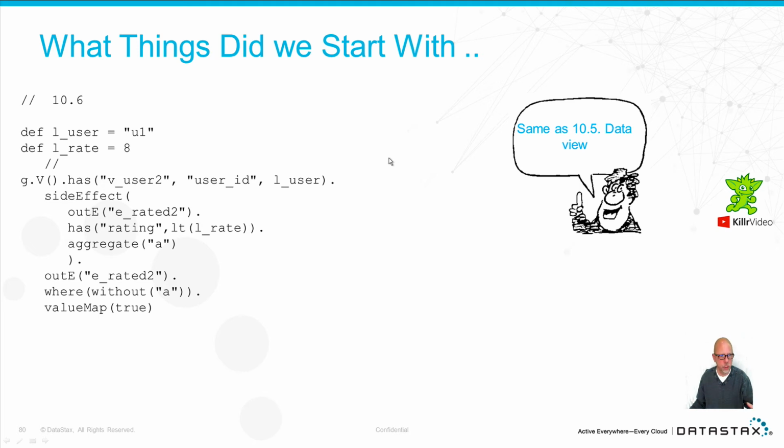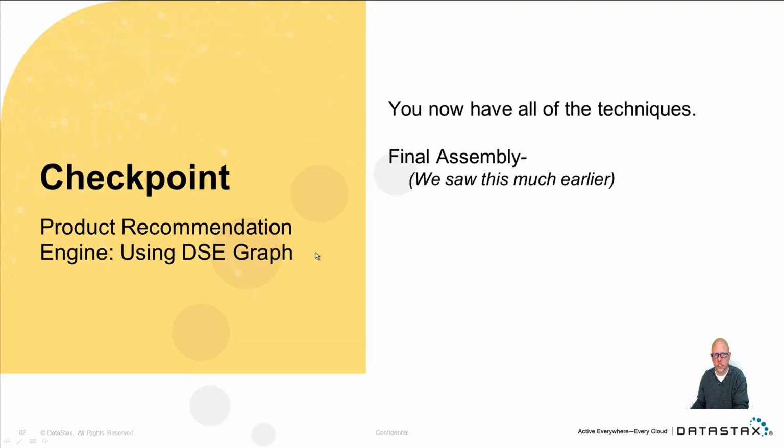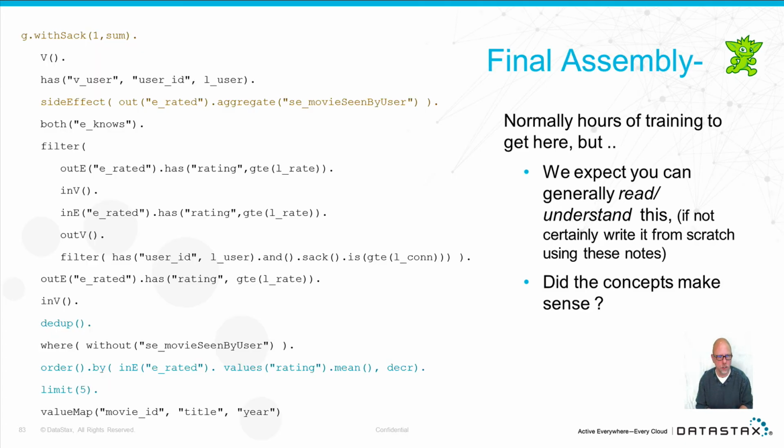This is the same view as the last page, but we'll give you the data, and you'll see that the movies are high. Again, you could have done this more efficiently, but we needed a way to show how to program side effect. You now have all of the techniques to do a product recommendation engine using graph. It's not a product, it's a user, it's collaborative. You've seen it before. You have all the techniques. We picked them all apart, took a dozen pages. Here it is. You've seen this before.